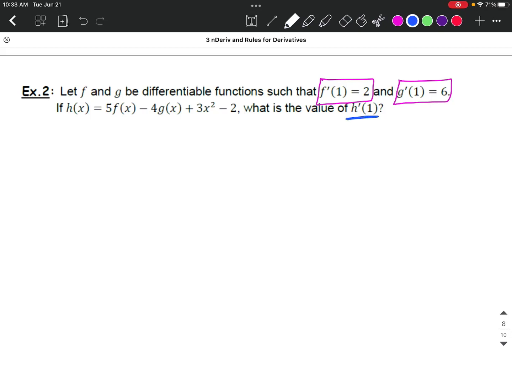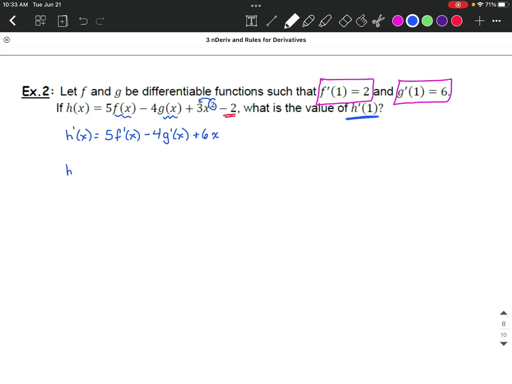Now before I can find h prime of 1, I need to find h prime of x. So h prime of x is going to be keep the constant times the derivative of f of x is f prime of x, minus keep the constant 4, the derivative of g of x is g prime of x, plus we're going to take this exponent 2 times 3 is 6, keep the x, the new exponent is 1, so I don't have to write it. And remember, the derivative of negative 2 is 0, so I don't have to subtract 2 from the end. So now I have the derivative of h of x.